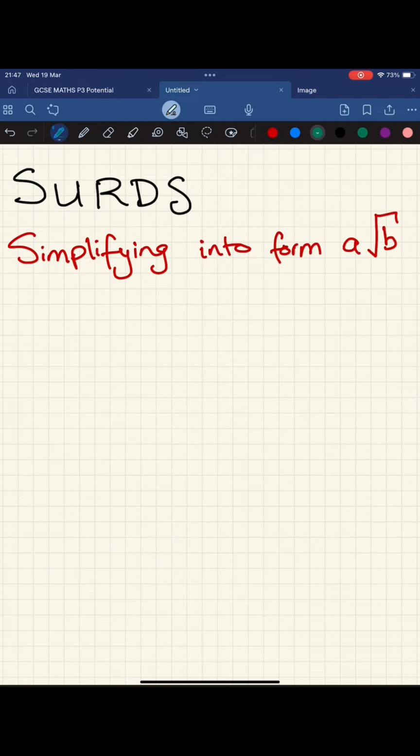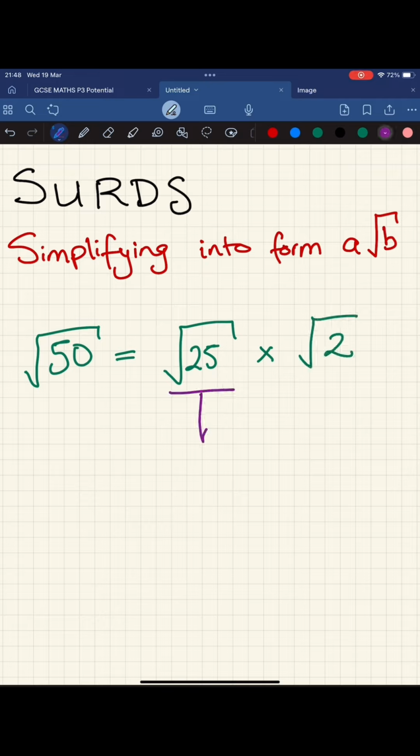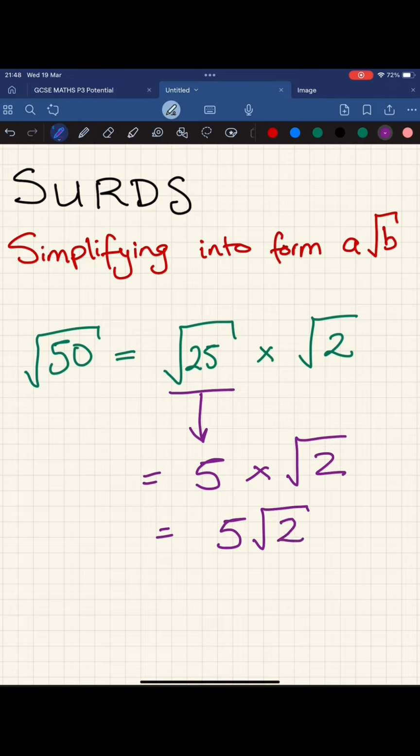Now, the other type of common exam question we get is simplifying a surd into the form a root b. We know from our rules earlier we can simplify root 50 into the root of 2 factors of 50. I've gone with 25 and 2. Now, we all know root 25 is just 5, so this makes 5 root 2. 5 is a and root 2 is b.